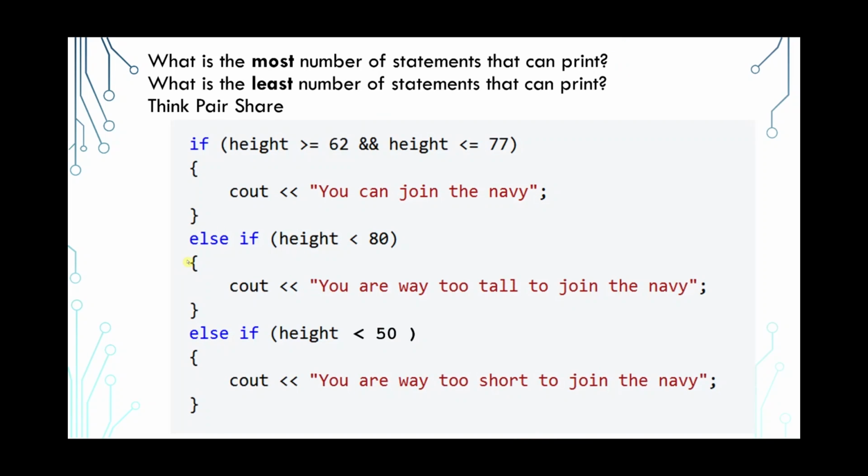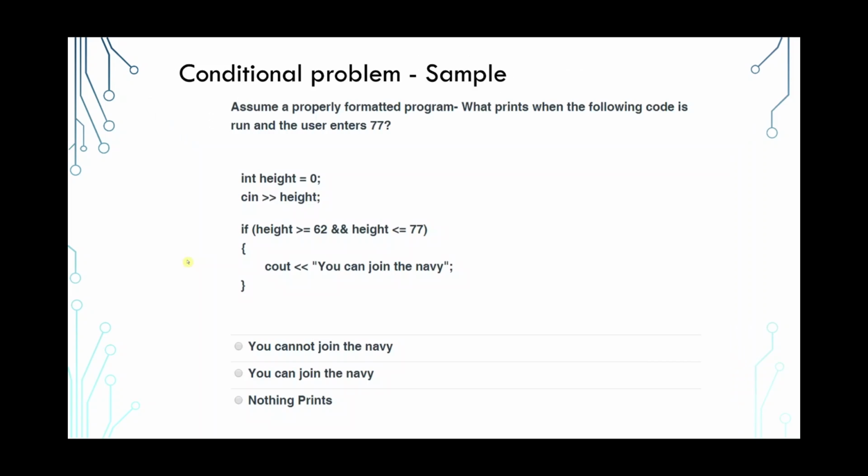So here is a conditional problem. This is something like what you have in the quiz on Canvas. Assume a properly formatted program. What prints when the following code is run and the user enters 77? So for example, let's take it step by step. Int height equals 0. So height is 0. Then you get the height from the user. And we say the user enters 77.